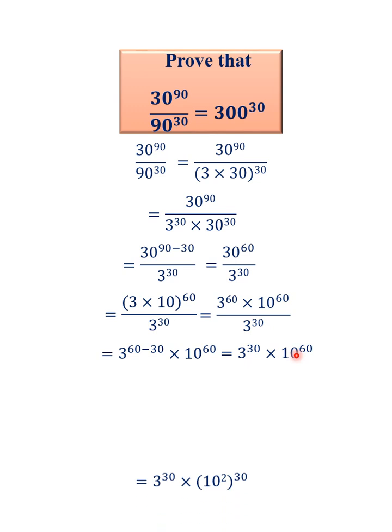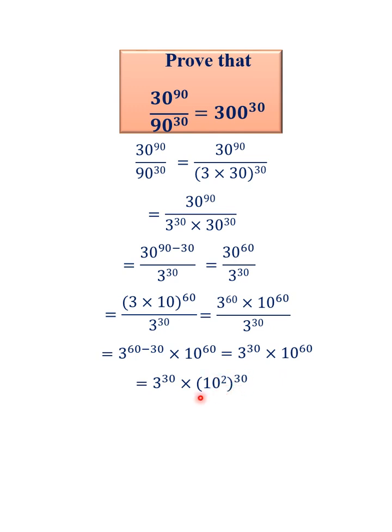To do that, we can write 3 raised to power 30 times 10 raised to power 2 all raised to power 30, because 2 times 30 gives us 60. So nothing has changed. 10 raised to power 2 further raised to power 30. This is the power of power law of indices. 2 can multiply 30 to give us 60, so we are still mathematically correct.